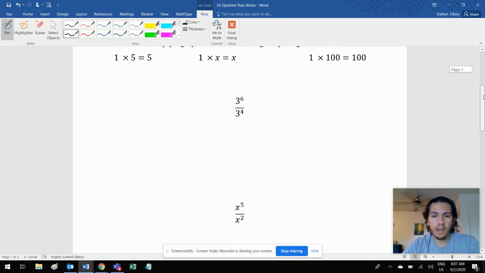So let's look at an example here. I have these two powers here. And again, we want the bases to be the same. So we have a base of 3, base of 3. Awesome. We are off to the races here. So 3 to the power 6 divided by 3 to the power 4.